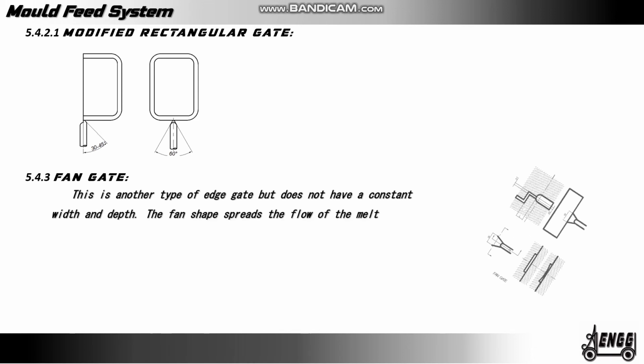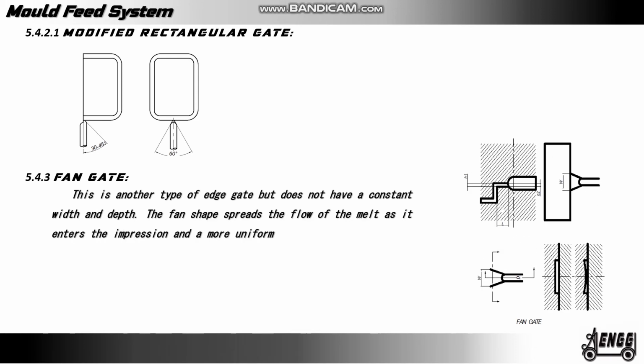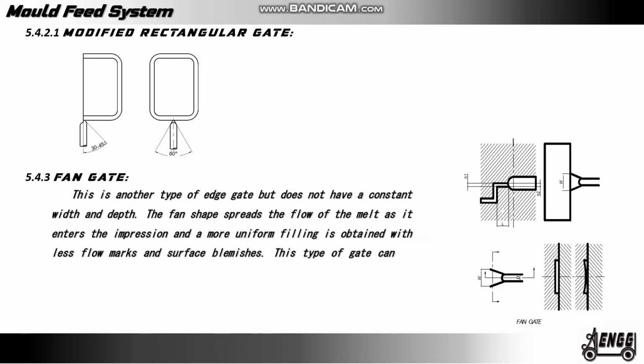Fan gate. This is another type of edge gate but does not have a constant width and depth. The fan shape spreads the flow of the melt as it enters the impression and a more uniform filling is obtained with less flow marks and surface blemishes. This type of gate can be used with all conventional molding material apart from certain grades of rigid PVC.